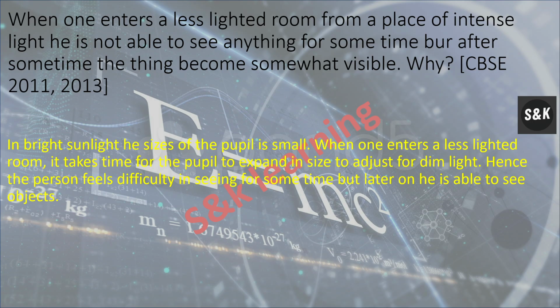When one enters a less lighted room from a place of intense light, he or she is not able to see anything for some time, but after some time the things become somewhat visible. Why? In bright sunlight, the size of the pupil is small. When one enters a less lighted room, it takes time for the pupil to expand its size to adjust for dim light. Hence, the person feels difficulty in seeing for some time, but later on is able to see the objects.